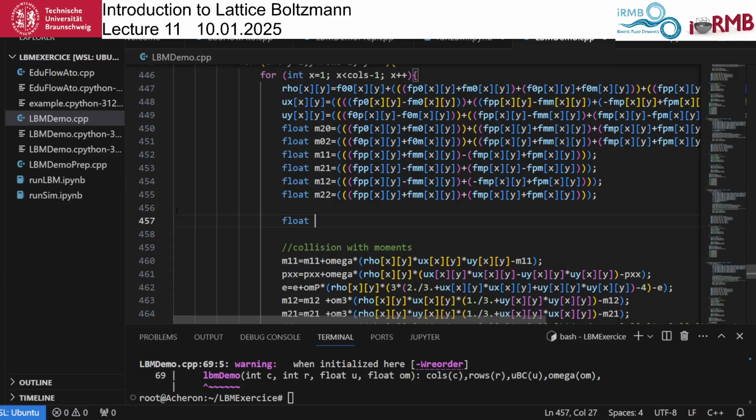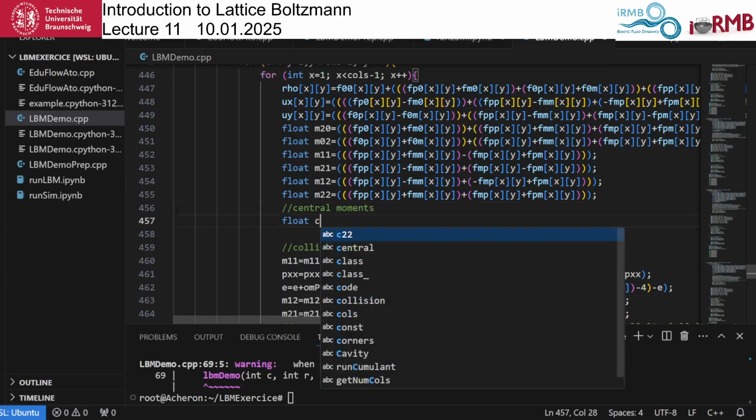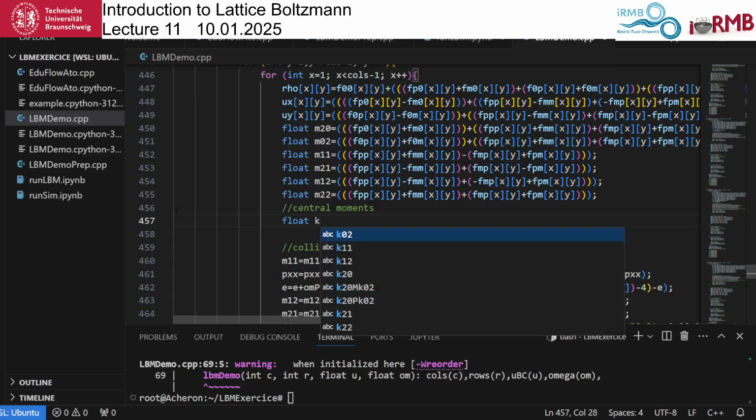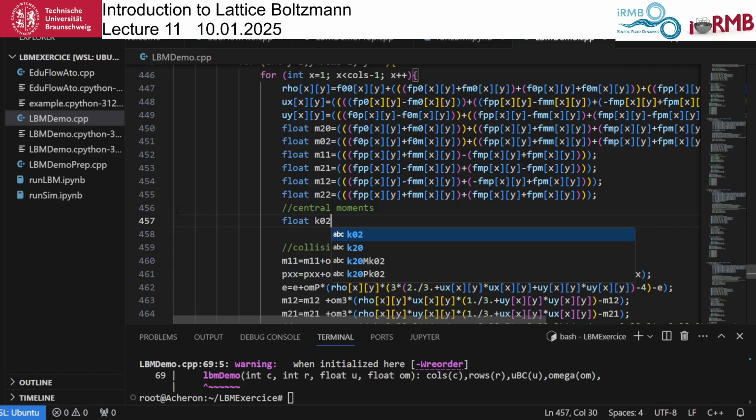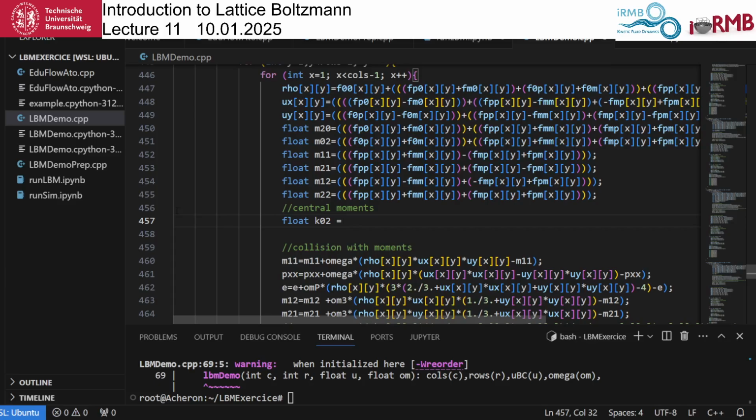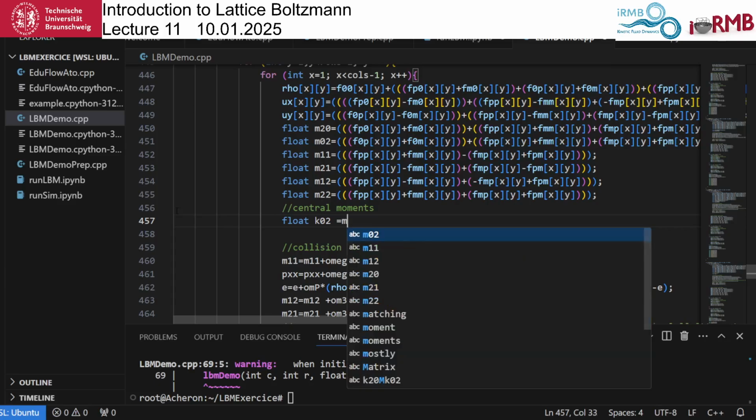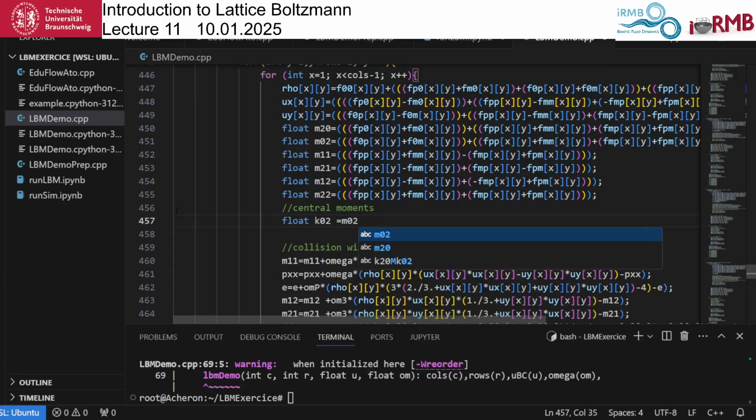And let's start, okay, let's write, we do central moments. Okay, central moments, and the first central moment we call K02. Unfortunately I tried this out before, and this is why my computer already knows my variables. Now we have to take this from the lecture.